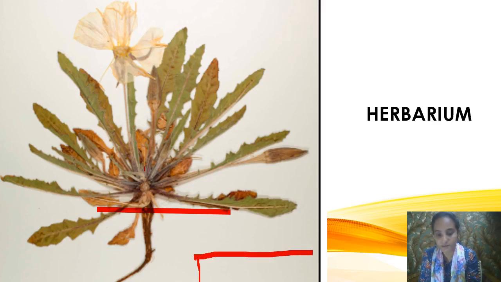You can call it a name slip, where we normally write the collector's name, the place of collection, the local name, the scientific name, and any identifying characters, whether it is a tree, herb, or shrub, anything that we can write here. And the date. So this is how we prepare the herbarium.